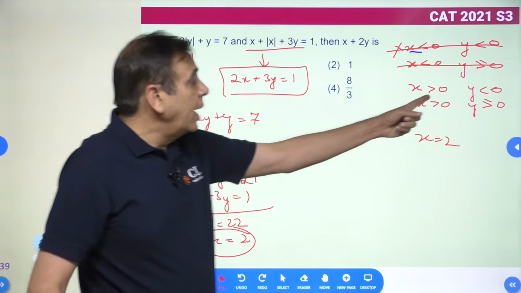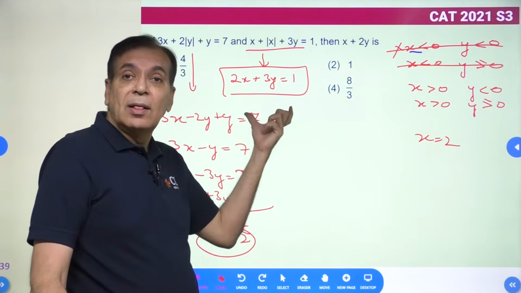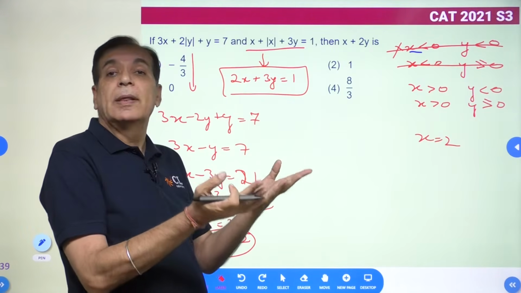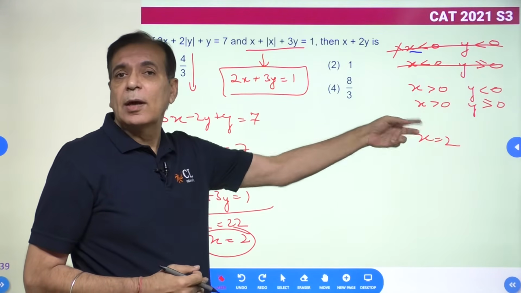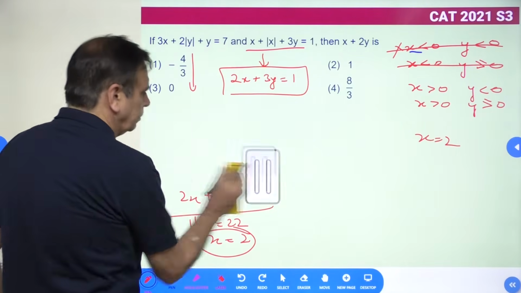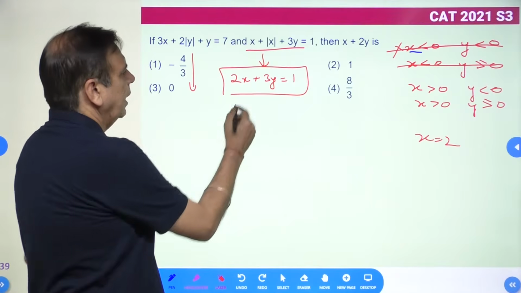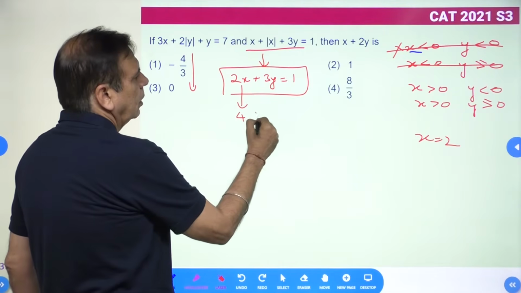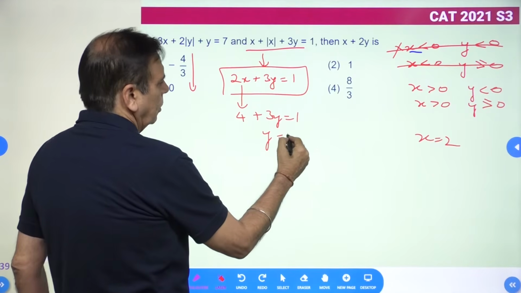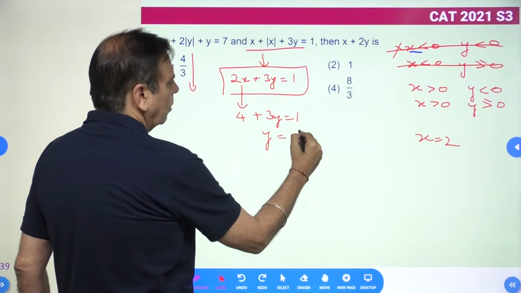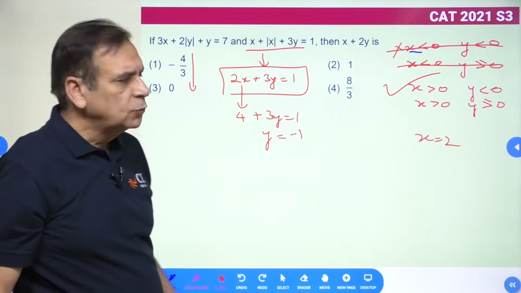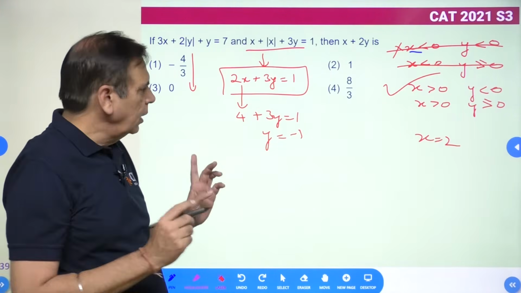Condition क्या है हमारी? y should be less than 0. अगर आप y को calculate करते हैं and y comes out to be less than 0, then this is fine. If y comes out to be greater than 0, then ये केस भी खत्म हो गया, चौथे केस पे जाना होगा. चलो चेक कर लेते हैं. So we have found that x is equal to 2. So 4 plus 3y equal to 1, so y is equal to minus 3 by 3, so minus 1. Okay, so y is equal to minus 1, satisfied. चौथे केस की जरूरत नहीं है.